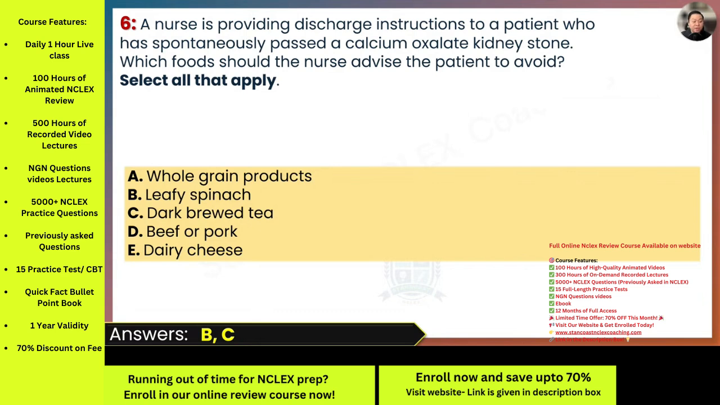Now, letter E, dairy cheese, is also incorrect. This can also contain struvite, but not oxalate. And so the issue is calcium oxalate stone, and so this is not a food item that the client should avoid. So the effective strategy for you to answer this question is to focus on the specific type of stone the patient has passed, which in this case is the calcium oxalate. And you've got to eliminate those food choices that are unrelated to calcium oxalate stones.